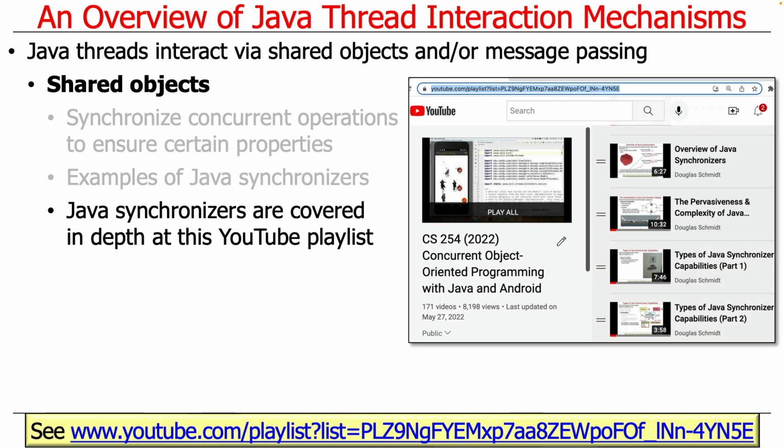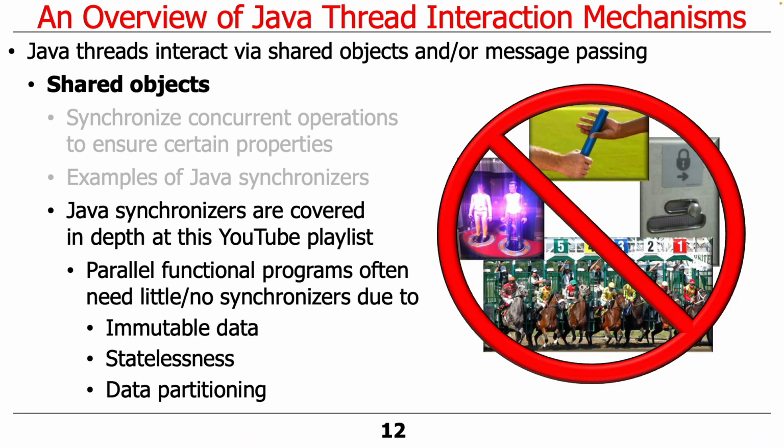So if you're interested in learning more about this, which you should be if you want to learn about concurrent programming, take a look at this particular playlist, which has hundreds of videos that talk about these topics in great detail. The reason why we're not going to talk about this stuff in this class is because parallel functional programs often have little or no need for synchronizers due to various things.